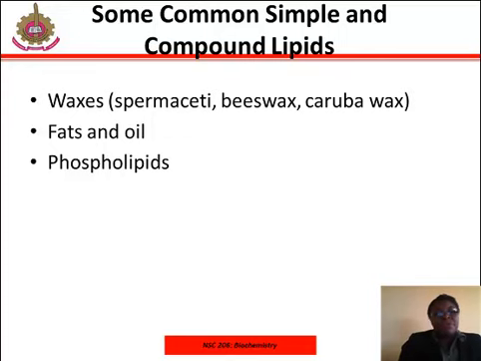Then we have the phospholipids or phosphatides, which are compound lipids that contain phosphoric acid group in their structure. They are present in large amounts in the liver and the brain as well as the blood.